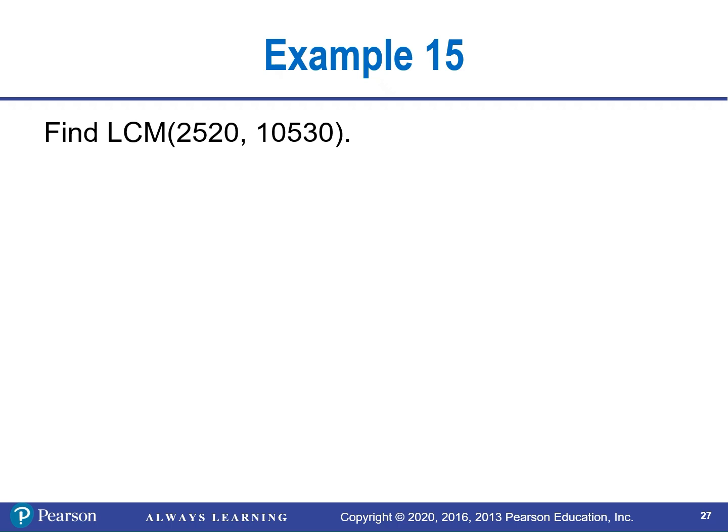So we first need to find the prime factorization of each of these numbers. So let's find the prime factorization of 2,520. You can use a tree diagram to do this. So I know that this is going to be divisible by 10 because it ends in a 0. So I can divide 2,520 by 10, and I get 252. 10 is divisible by 2 and 5. And 252, I know that's going to be divisible by 2 because it ends in an even number.